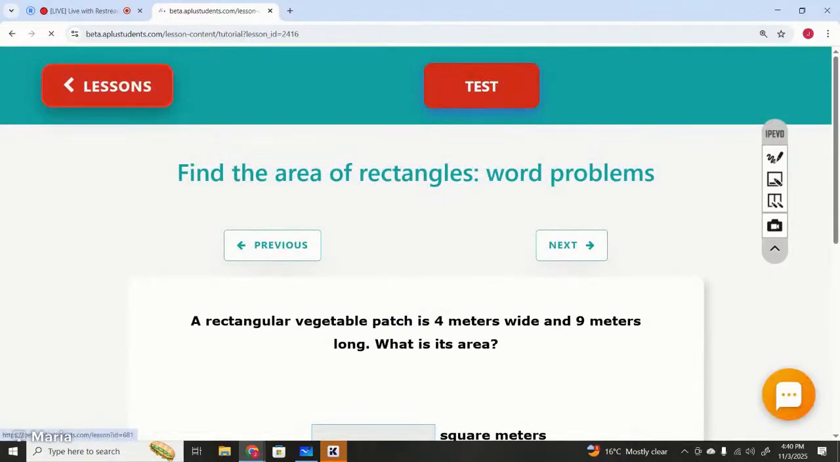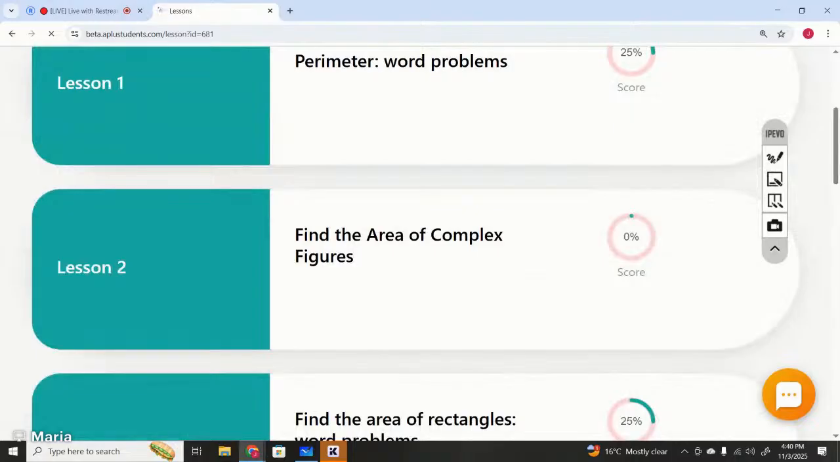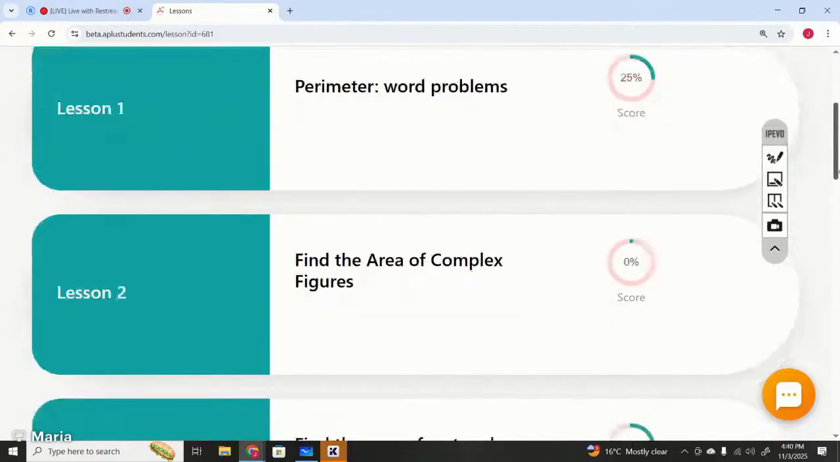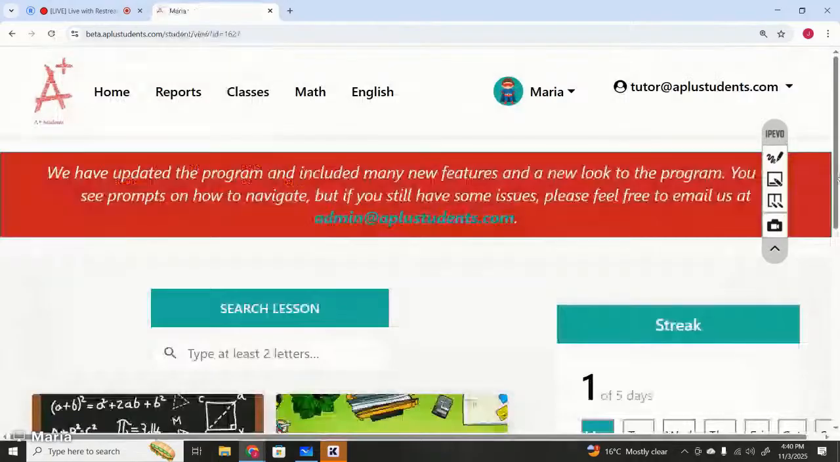So we were working on grade 3 math. The chapter we were working on is geometric measurement. The lessons we have covered today are perimeter word problems, find the area of complex figures, and area word problems. So please make sure before the next session you complete all practice questions for the lessons we just did. That is your homework until the next session.